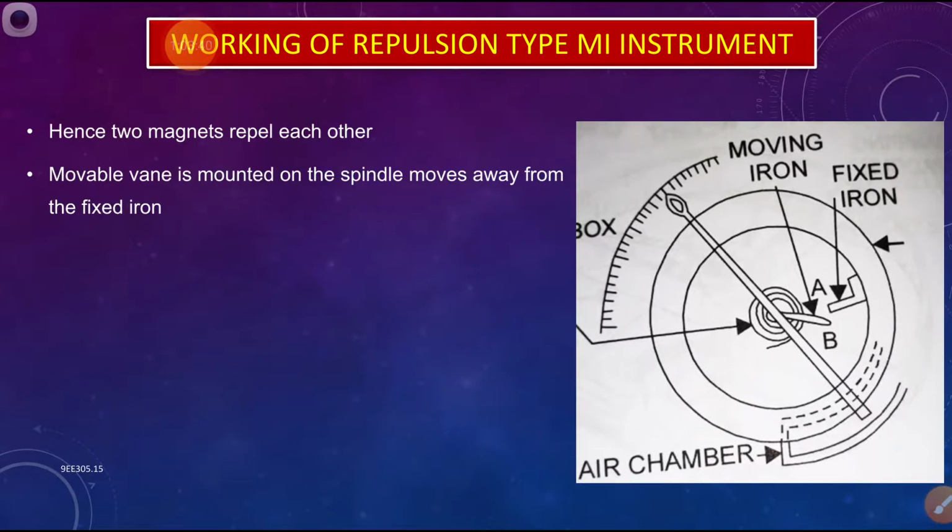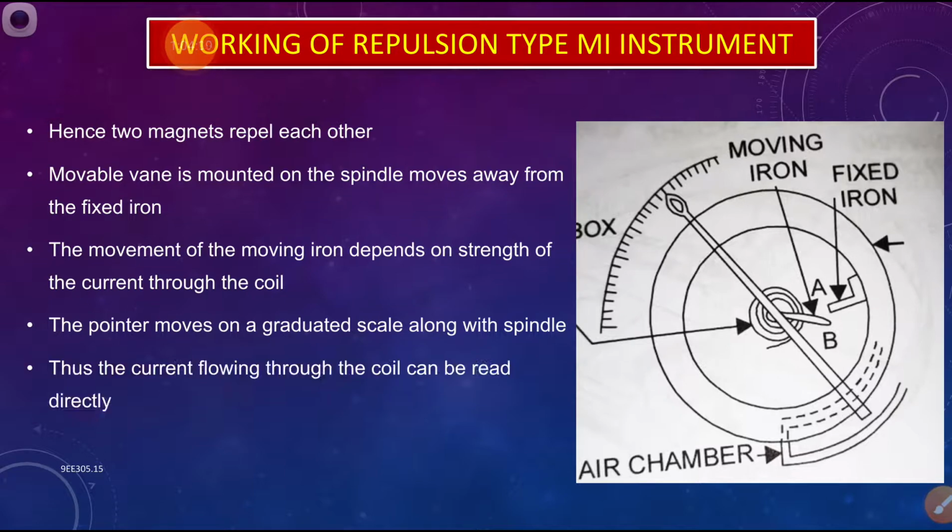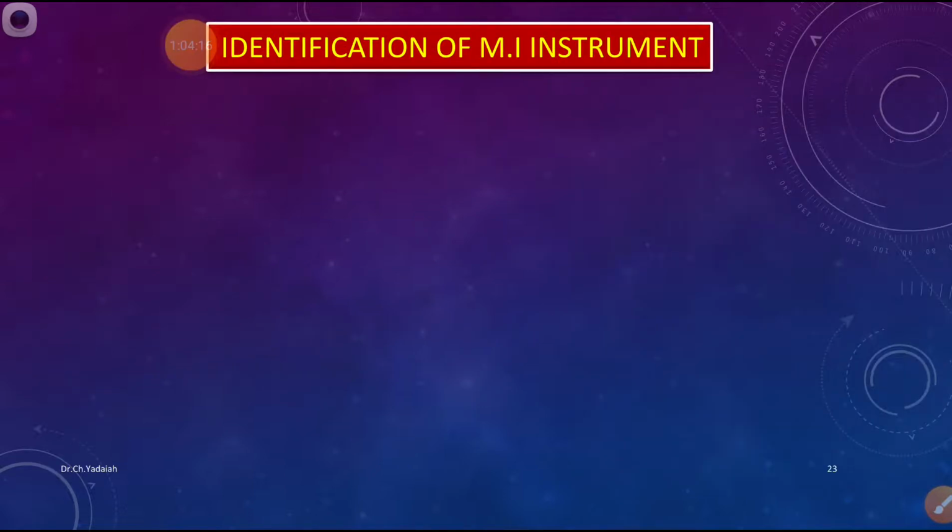Hence, the 2 magnets repel each other, as like poles repel each other. The mobile vane, which is mounted on the spindle, moves away from the fixed vane. The movement of the moving iron depends on the strength of the current through the coil. The pointer moves on a graduated scale along with the spindle. Thus, the current flowing through the coil can be read directly from the deflection. Okay. So, this is the basic principle of repulsion type moving iron instruments.